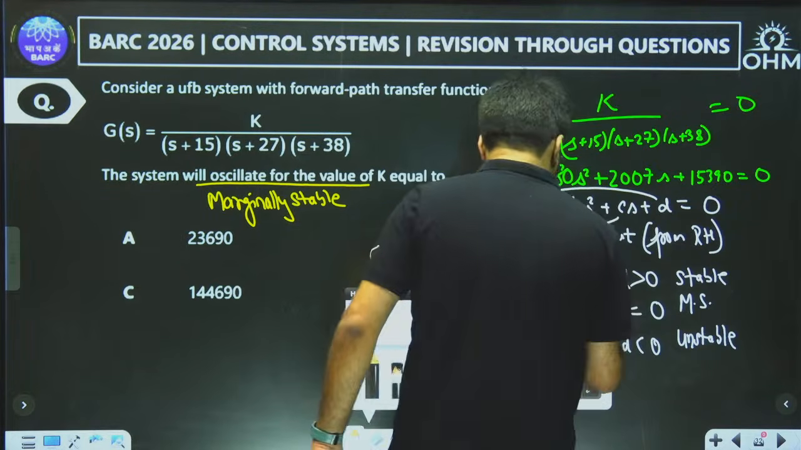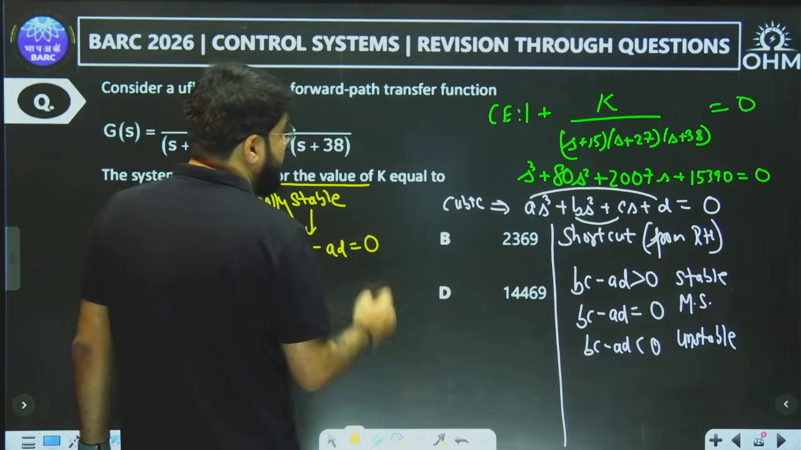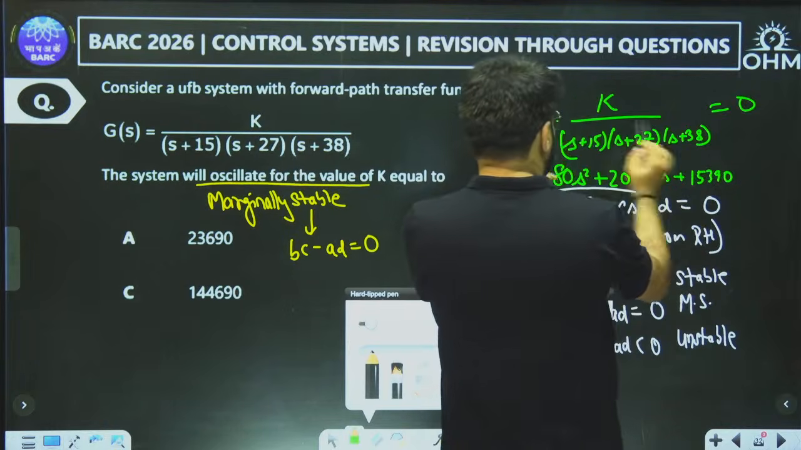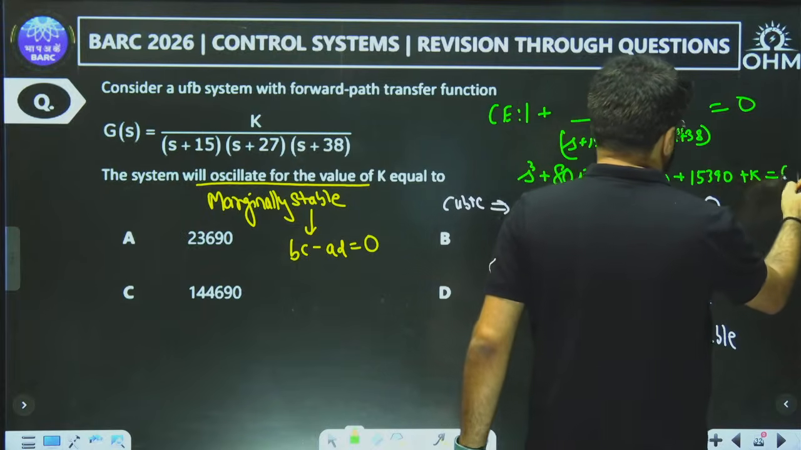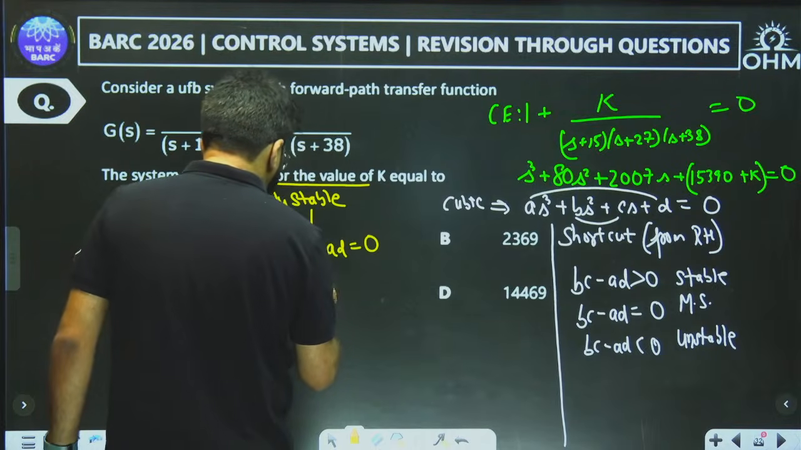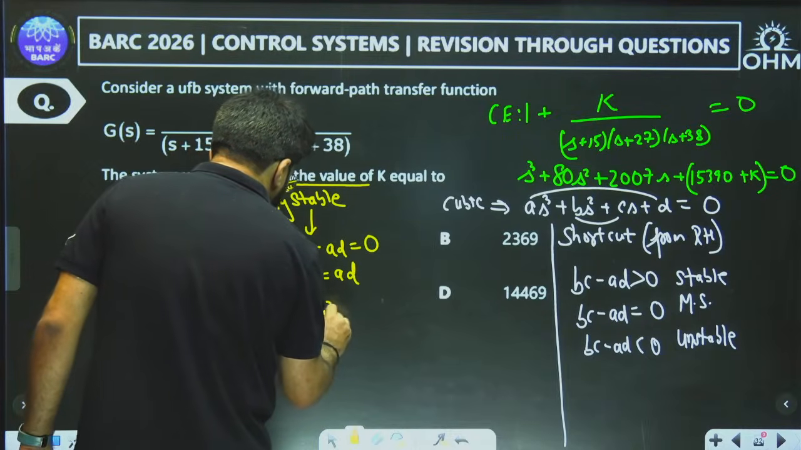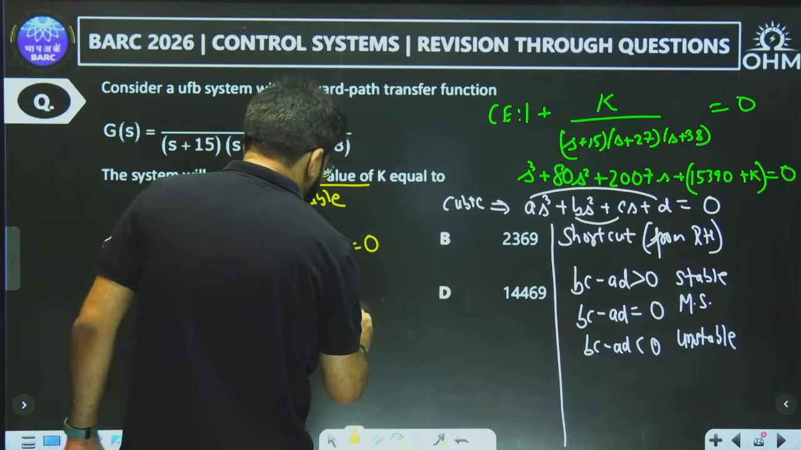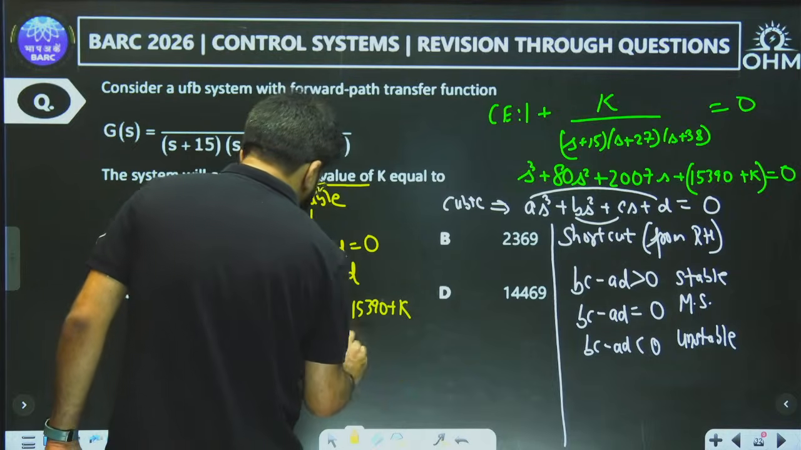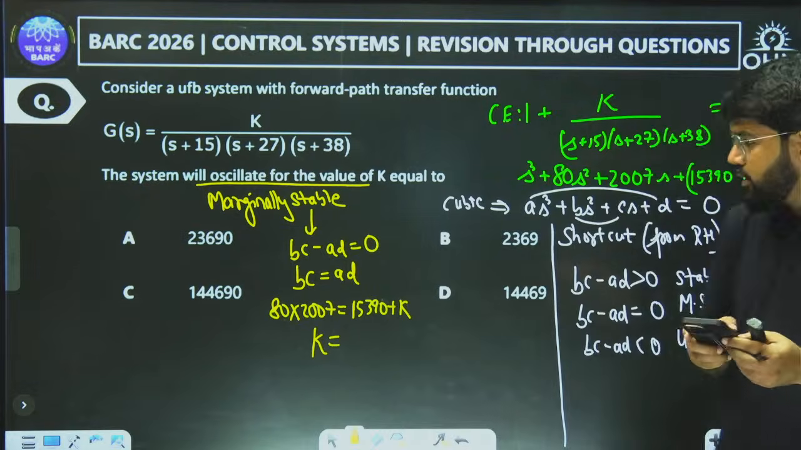So the question is, the system is marginally stable, which means BC minus AD has to be equated to 0. Sorry, here one factor I missed: plus K will also come, so the constant term is 15390 plus K. So what I have to solve is BC equal to AD, where BC is 80 into 2001 and AD is A into D. A is 1 here, so only D is left, that is 15390 plus K. Solving this, you will get the value of K. How much am I getting? Let me write it down here.